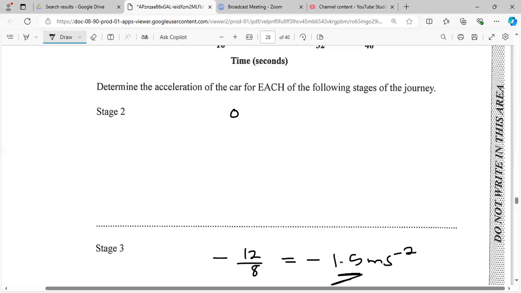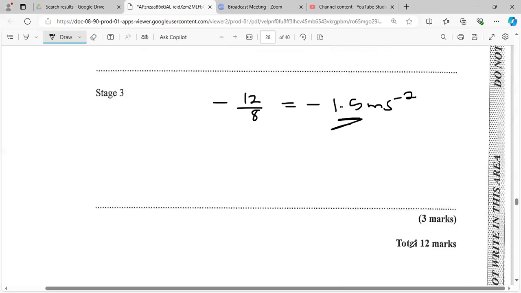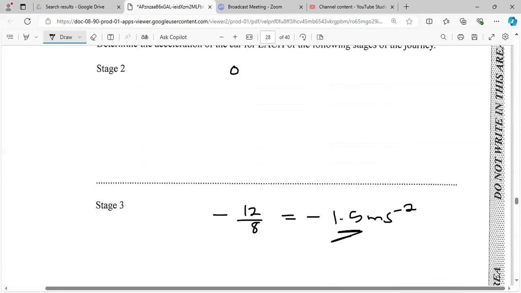Let's see what other stage they wanted us to do. Oh, that's it, that's it. So this is worth 12 marks. This question is worth 12 marks. Would you guys be able to get that 12 marks if you had done it in the examination?